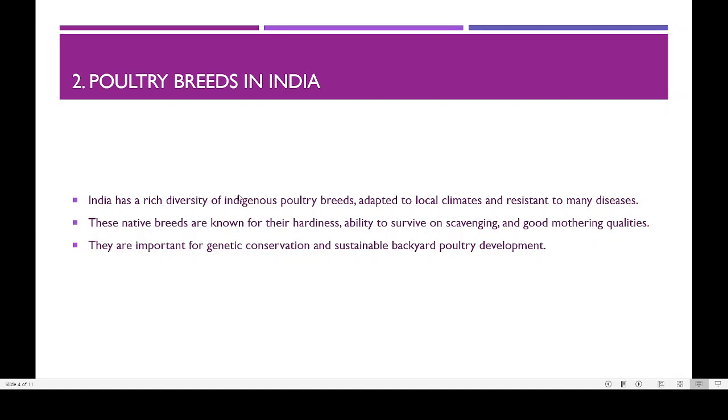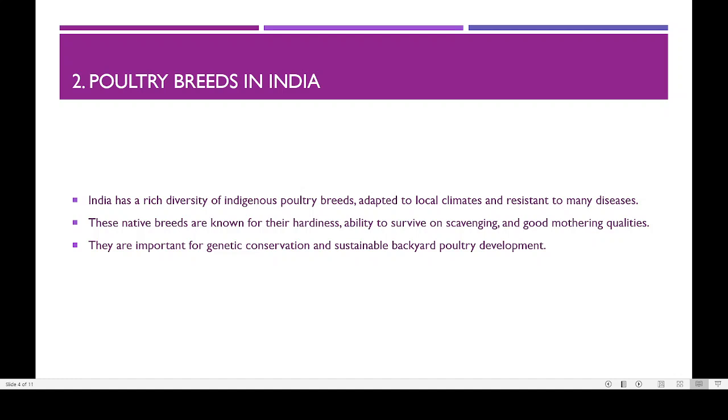India has a very rich diversity of poultry breeds, mainly adapted to local climate and resistant to many diseases. For example, the type of chicken or hen which is highly adapted to living in Kerala may not be suitable for living in northern India, or in Andaman, or in West Bengal or in Assam. So different states have somewhat different breeds of chicken. Native breeds are known for their hardiness.